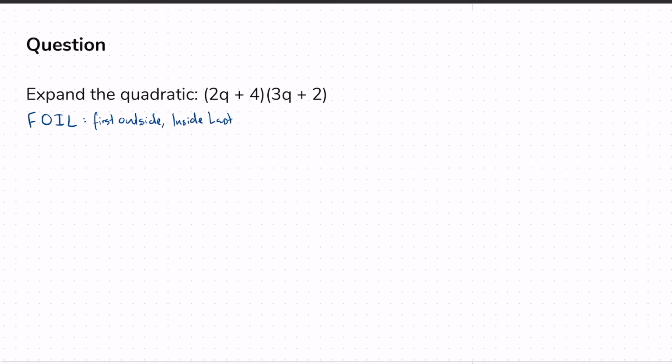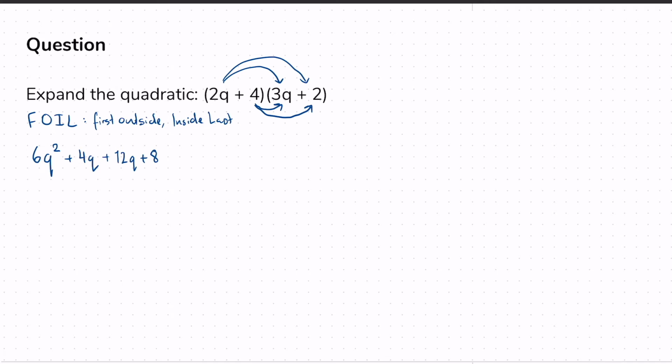Well, that means that the 2q is on the outside, so we multiply everything in this bracket by that first. So 2q times 3q is 6q squared. 2q times 2 is 4 lots of q. And then after that, we go on the inside with the 4 like this. So 4 times 3q is 12q. 4 times 2 is 8.